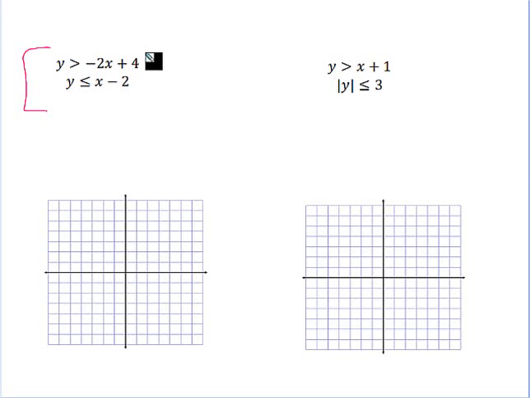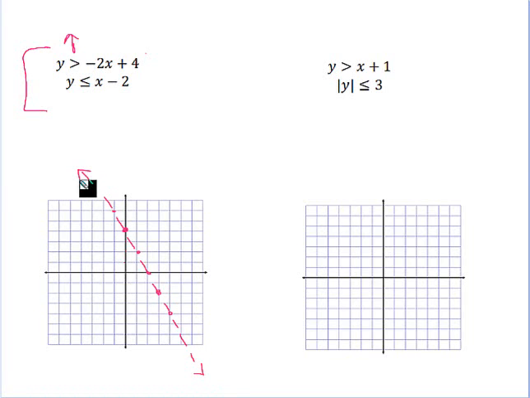So if y is greater than negative 2x plus 4, that has a y-intercept of 4, a slope of negative 2, so down 2 over 1, I will extend that slope across the entire graph. This is only less than, so this you connect with a dashed line.